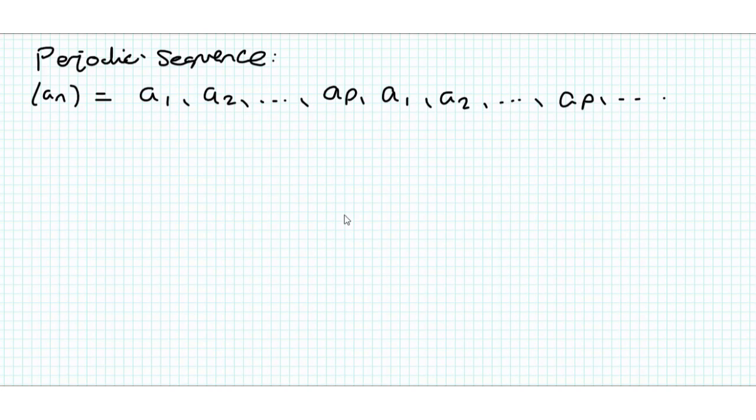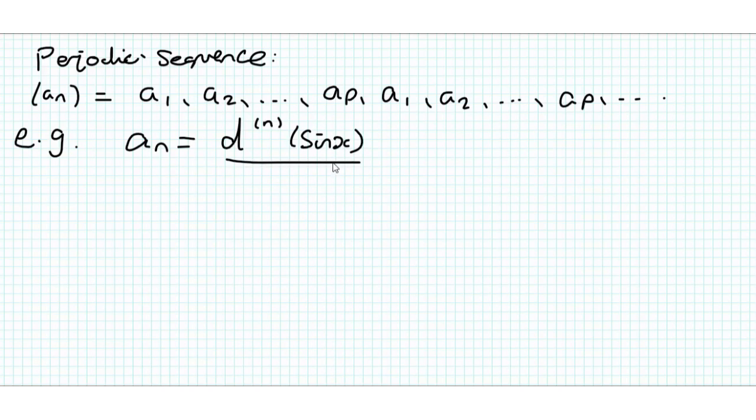And an example of this, often the sine and cosine functions, but I'm going to define a slightly more complicated function in terms of the derivatives. So we could take a sequence (a_n), and when we talk about sequences, the brackets represent the whole sequence, whereas a_n represents a term. So when I write a_n, this is how the terms are defined in the sequence. And I'm going to write this as d^n(sin x)/dx^n. So this represents the nth derivative of sine x.